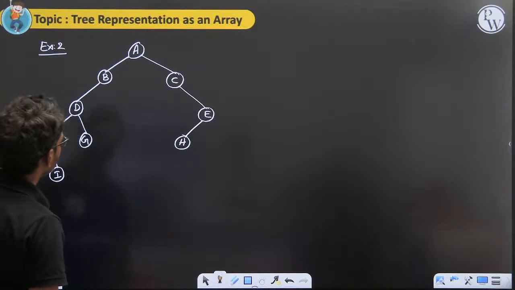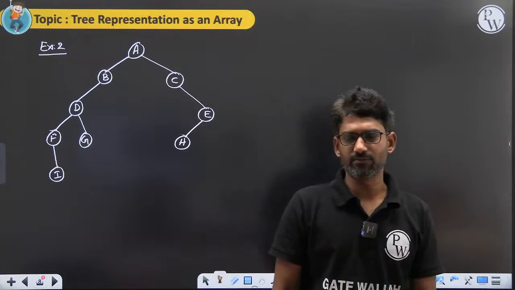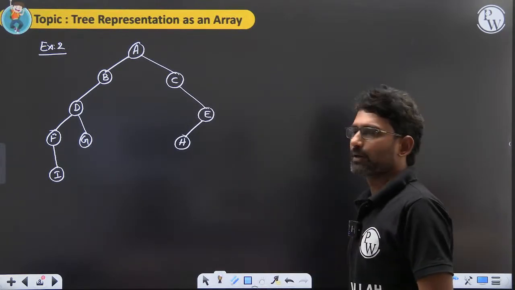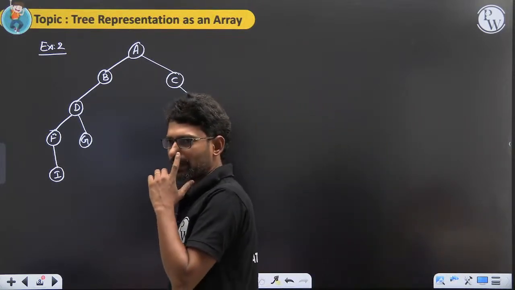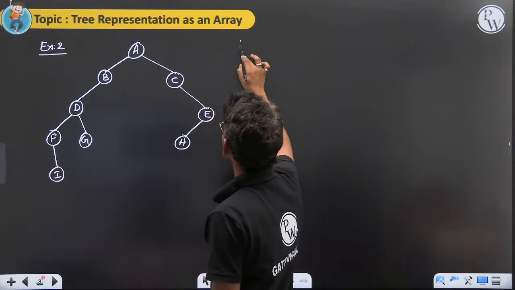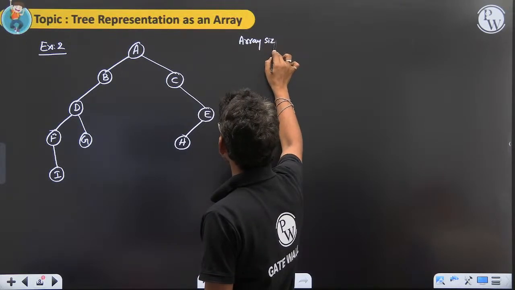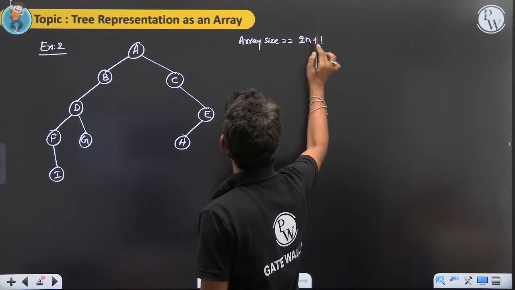Now, what should be the array size we have to take? First you tell me. This is the binary tree we got. What should be the array size we have to take? Array size must be 2n plus 1.